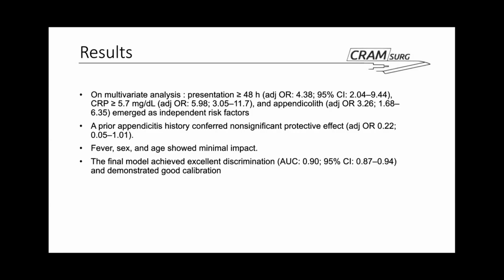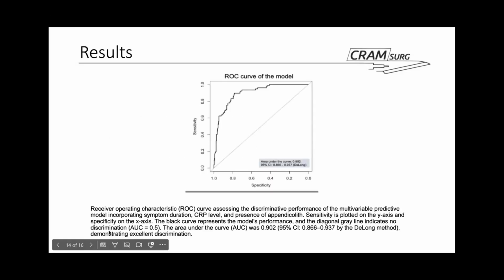And their final model of prediction of perforated appendicitis achieved excellent discrimination with an area under the curve of 0.90 for the ROC analysis, and demonstrated good calibration. And this we can see in this next slide here of their predictive model with an area under the curve of 0.9. And this predictive model incorporates the symptom duration, CRP level, and presence of appendicolith.